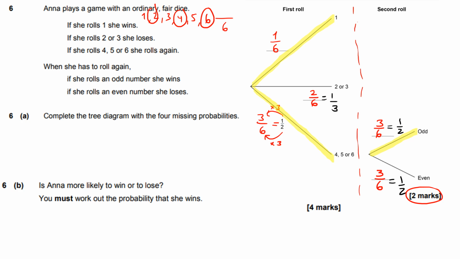So if she wins the game, she'd have 1 out of 6 or 1 out of 2 and 1 out of 2.